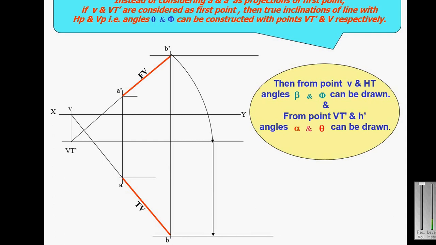Then we fix the point A dash and rotate B dash. This will be another case. Instead of considering A and A dash as projections of the first point, V and VT are considered as the first point. Then the true inclinations of the line with HP and VP, that is angles theta and phi, can be constructed with points VT dash and V respectively. From point V and HT, angles beta and phi can be drawn, and from point VT dash and H dash, angles alpha and theta can be drawn.